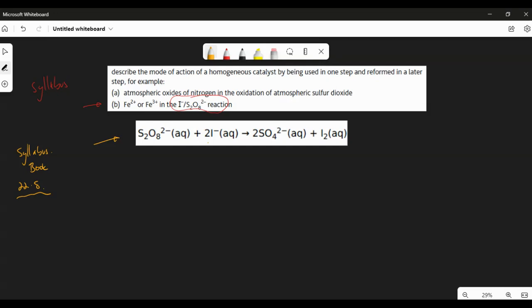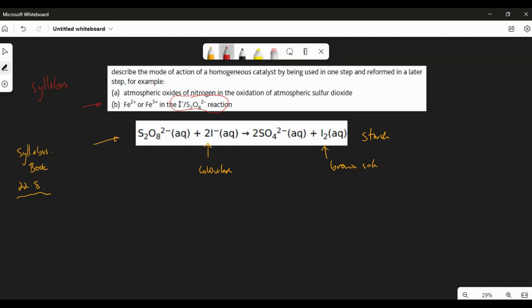It's nice because we get a color change. We have colorless on this side, and we have a nice brown solution on this side. So this one often comes up, and it's a very classic reaction. We can use starch and all sorts of things to measure the progress of this reaction. It's just an interesting reaction.